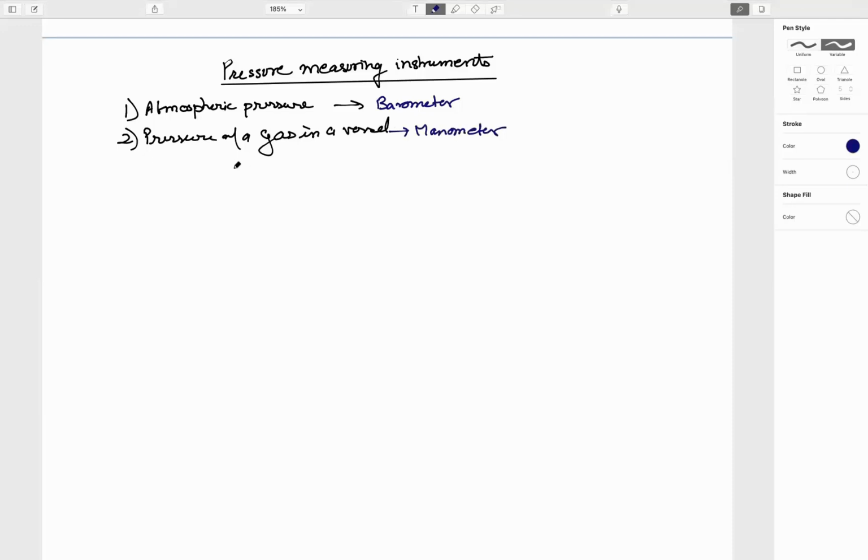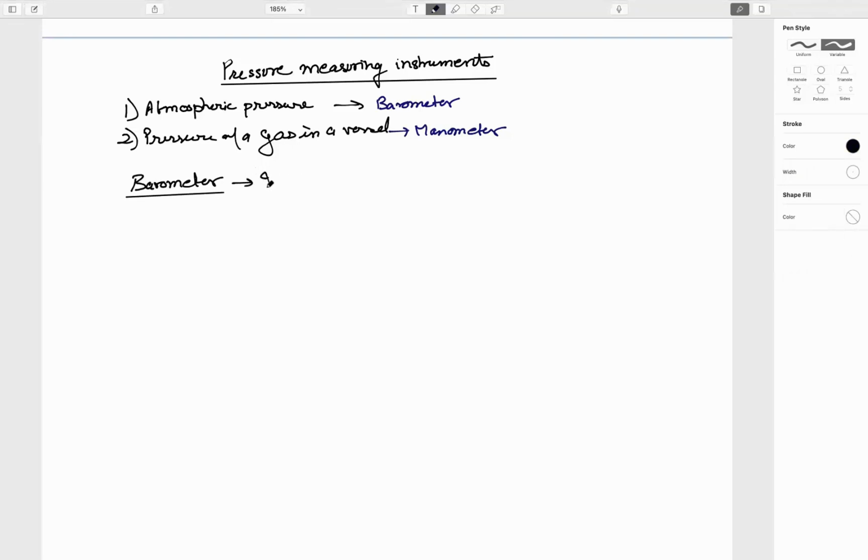Apart from that, there are some questions that generally come in the exam based on the same concepts of weight balance or pressure balance. So I will first discuss the barometer.